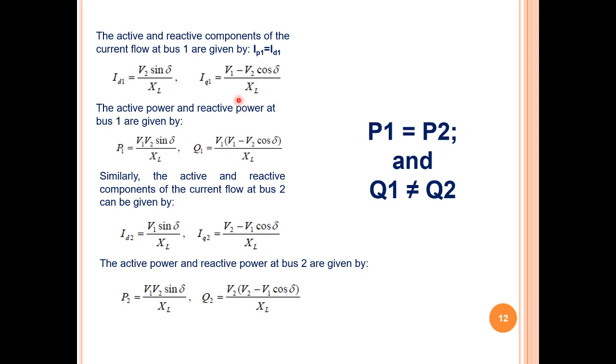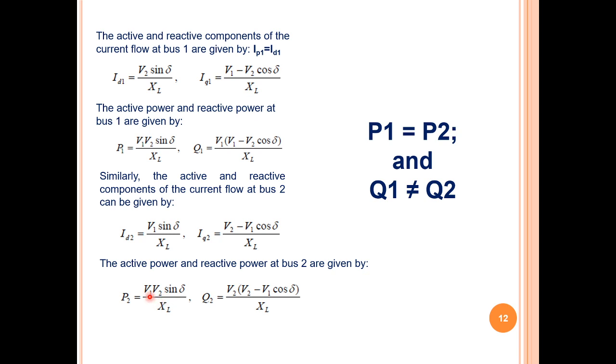I know this IQ1 is nothing but the small portion divided by X. Similarly, the active and reactive components of the current flow at bus 2, IP2 or ID2, same V1 sine delta by x1. That is, P2 is equal to V1 V2 sine delta by x1.